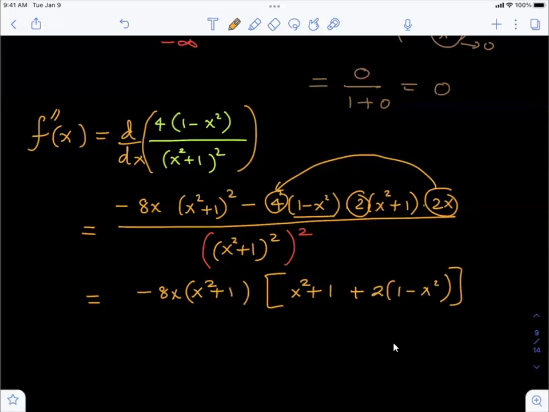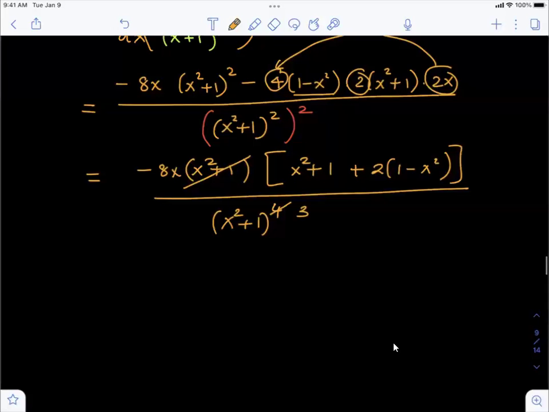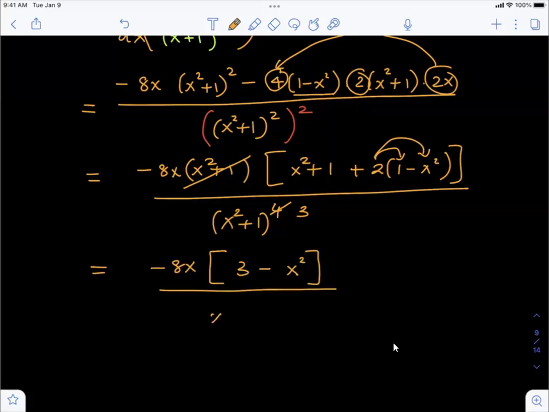The whole thing is divided by 4 copies of x squared plus 1. Now simplify. 1 copy of x squared plus 1 is right here. 4 copies are available right here. I will get rid of one of them right away, leaving just 3 copies in the denominator. And then negative 8x. And then simplify this term. Distribute this first. And then simplify and do it. Take a moment to do it. And then you will end up getting 3 minus square of x as the final simplification.